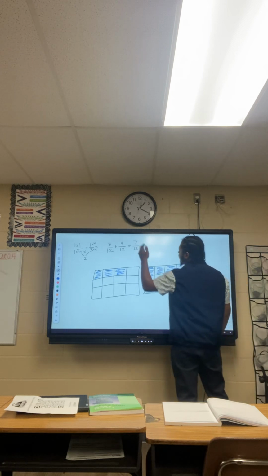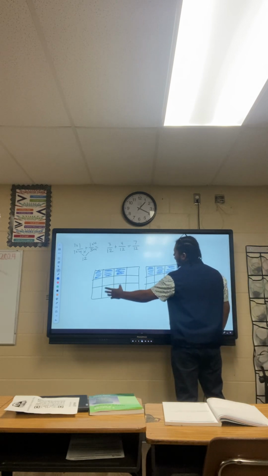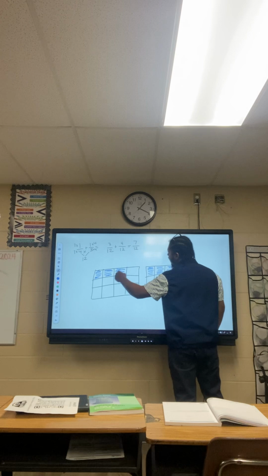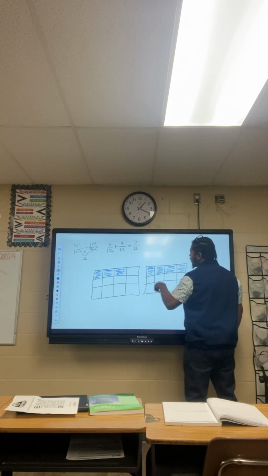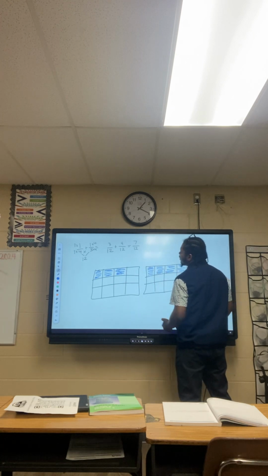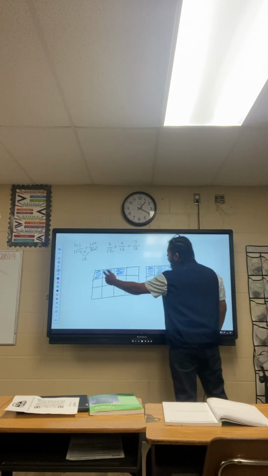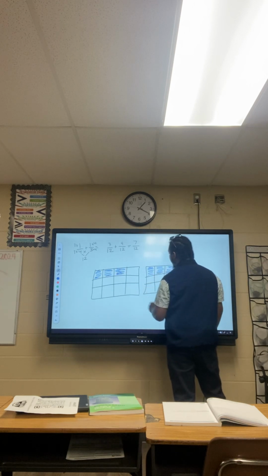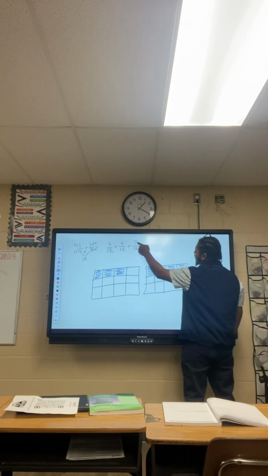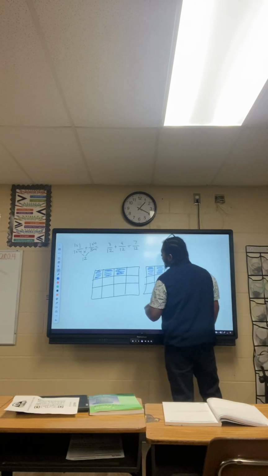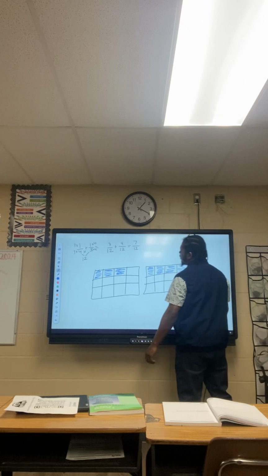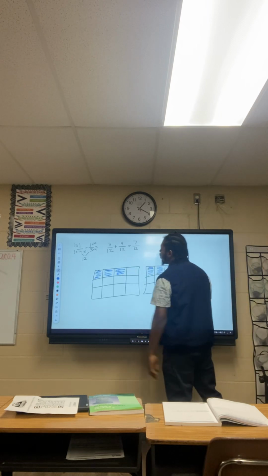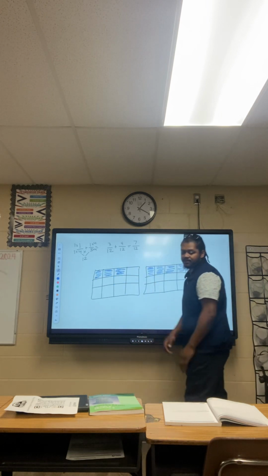And so our answer is 7 twelfths. So our denominator is our total number of blocks. So we have 12 and we have 12. And our answer will also have 12. So we would just take the ones that we filled in and add them together. So we have 1, 2, 3, 4, 5, 6, 7. And that's where we get our 7 from. So here is our rectangular fractional model. And here's how we add fractions with unlike denominators.